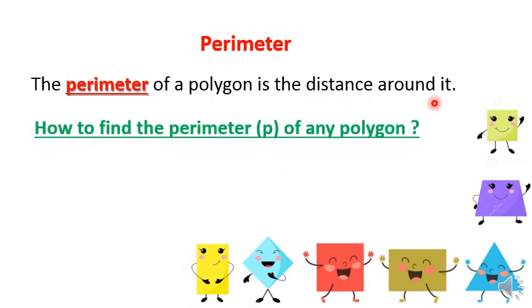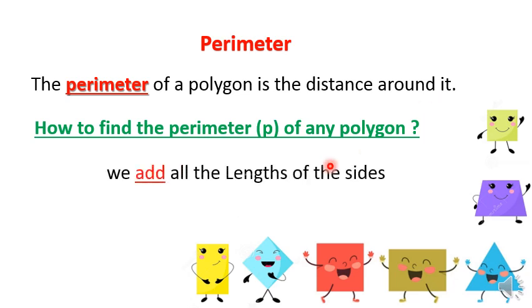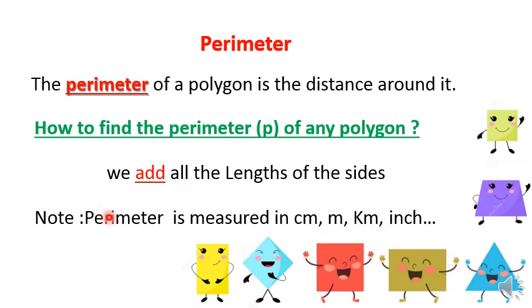Now, how to find the perimeter of any polygon? As we said before, we add the length of the sides. We make addition. And the perimeter is measured in centimeter, meter, kilometer, inch, etc. These are the units of perimeter. Okay, similar to the units of length.